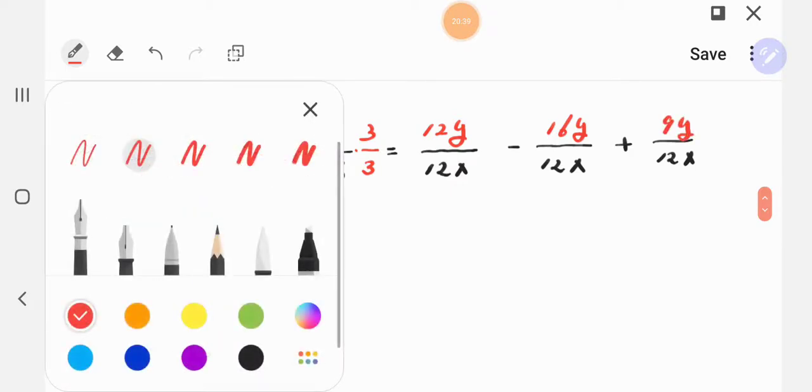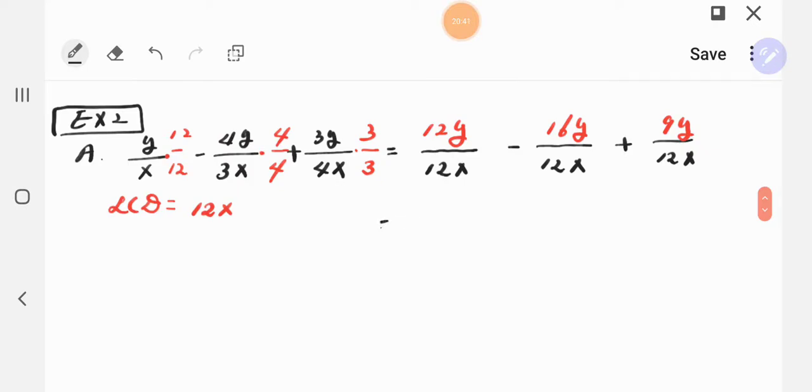Okay, so finally, this is equal to 12x as the denominator, and the numerator is the sum of all 3 numerators: 12y minus 16y plus 9y. Then this is equal to negative 4y. So 12 minus 16 is negative 4, and negative 4 plus 9 is 5y.